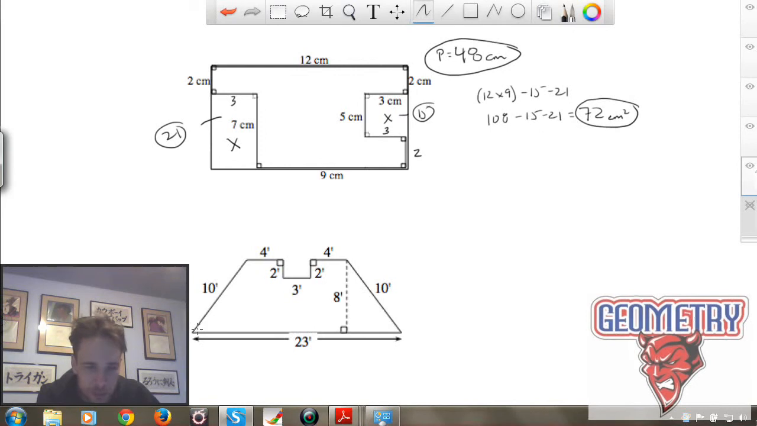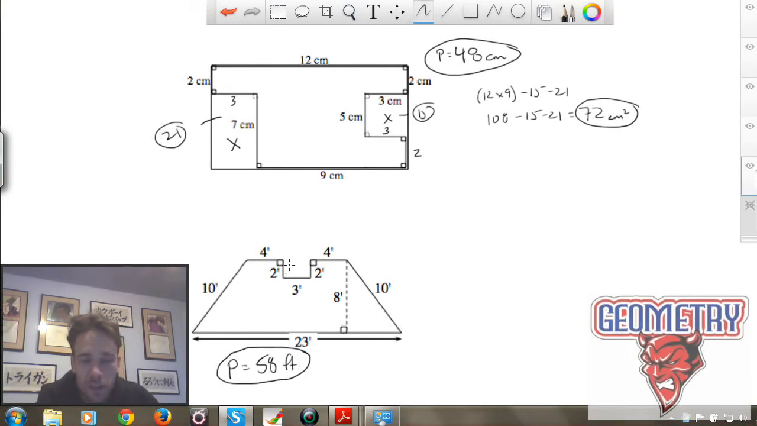Okay, similar thing here. So let's see, for the perimeter we got 10, 4, 2, 3, 2, 4, 10, and 23. Let's just add all those things together for the perimeter. So we got 23 plus 10 plus 4 plus 2 plus 3 plus 2 plus 4 plus 10. Add all that together. I got 58 feet for the perimeter.